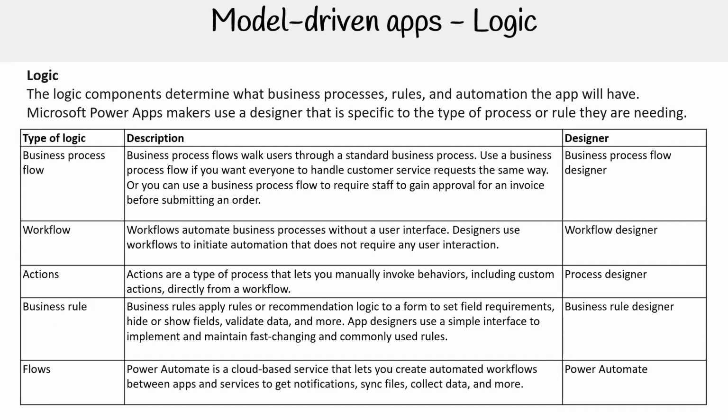Logic. The logic components determine what business processes, rules, and automation the app will have. Microsoft Power Apps makers use a designer that is specific to the type of process or rule they are needing. Business process flow. Business process flows walk users through a standard business process. Use a business process flow if you want everyone to handle customer service requests the same way, or you can use a business process flow to require staff to gain approval for an invoice before submitting an order.